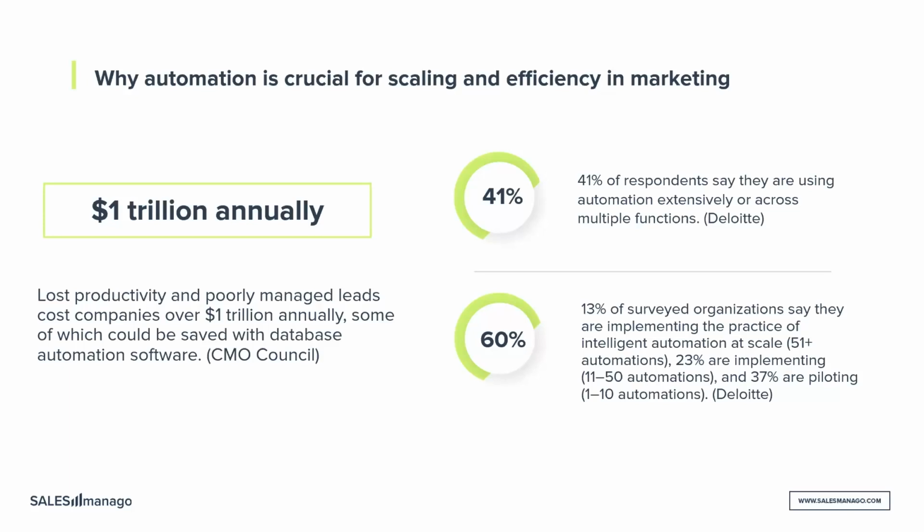especially knowing that lost productivity and poorly managed leads cost companies $1 trillion annually. So some of those costs could be saved with proper database automation software. On one hand, you have increased productivity and better results. On the other hand, you have a lot of money lost due to human error, lack of reaction in real time, or poor database management.